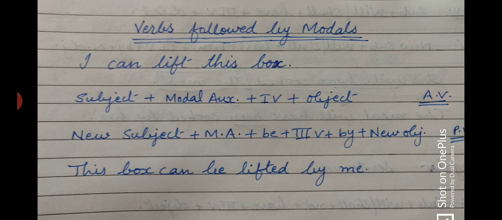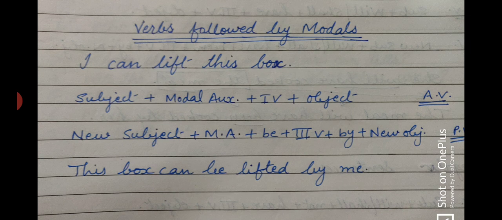When you change them into passive, you know it very well that either your subject is singular or plural, the modal will remain the same. And when you change them into passive, you are to use be with the modal auxiliaries, the be form. Because without the be form, you cannot change any of the tenses into passive. Right? For example, I can lift this box.